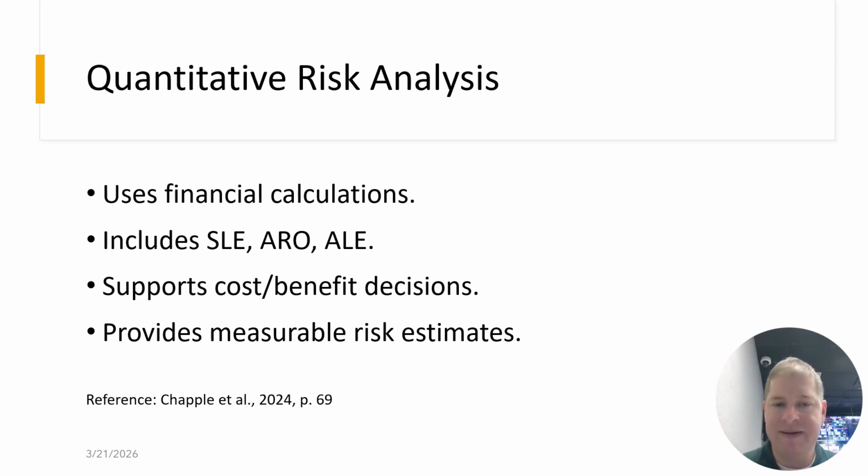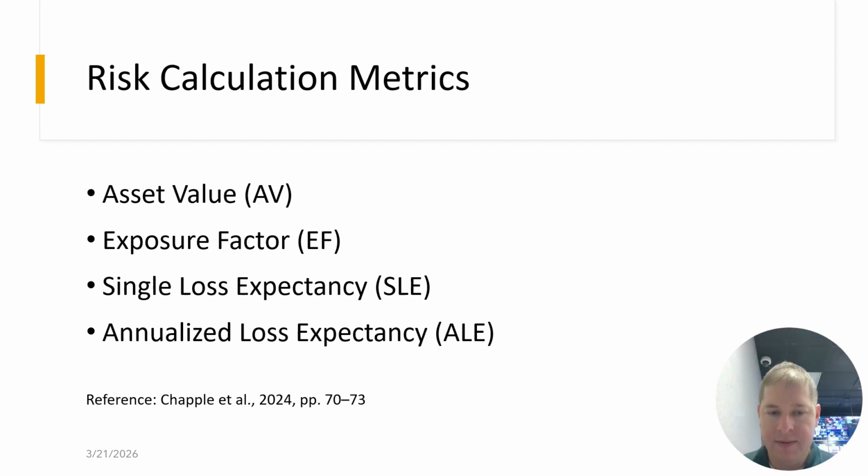Then there's ARO, annualized rate of occurrence. This is how many times you think that bad event will happen in a typical year. For example, 0.5 means once every 2 years, and 2 means twice a year. Then there's ALE, annualized loss expectancy. It's the total money you can expect to lose from that risk over a single year. You calculate it by multiplying the SLE times the ARO. So if one incident costs $100,000 and it happens about 0.2 times per year, your ALE is $20,000 per year. This type of analysis is particularly useful for justifying security investments because it translates risk into financial terms that business leaders understand.